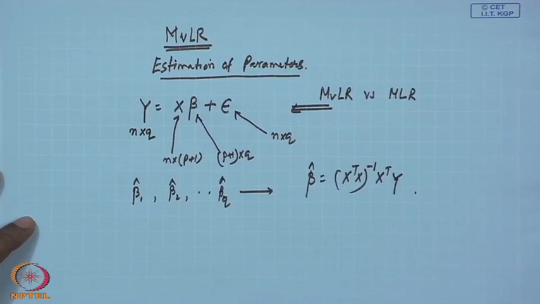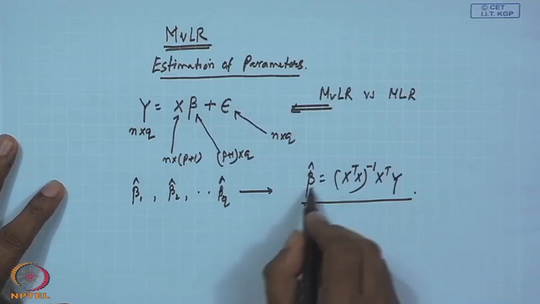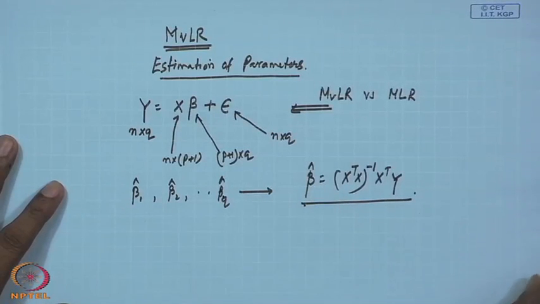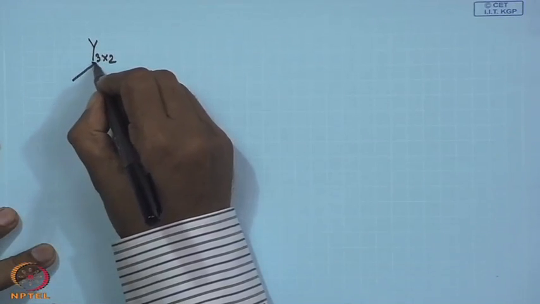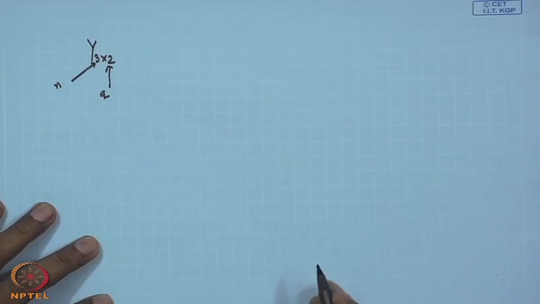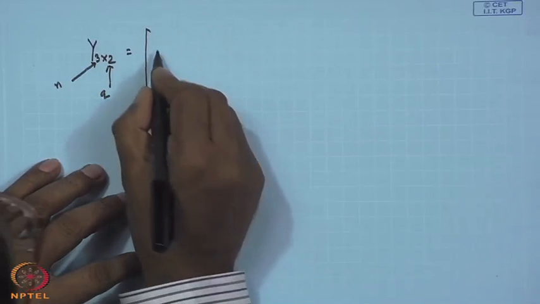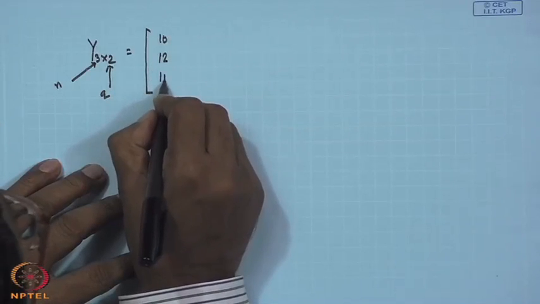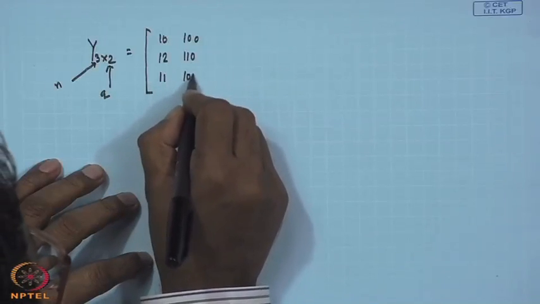So now we will discuss with an example how we can estimate this beta cap. Let us take a very simple small example where Y is 3 cross 2, that means n is 3 observations, q is 2. So on 2 dependent variables, the values are 10, 12, 11, 100, 110, 105.